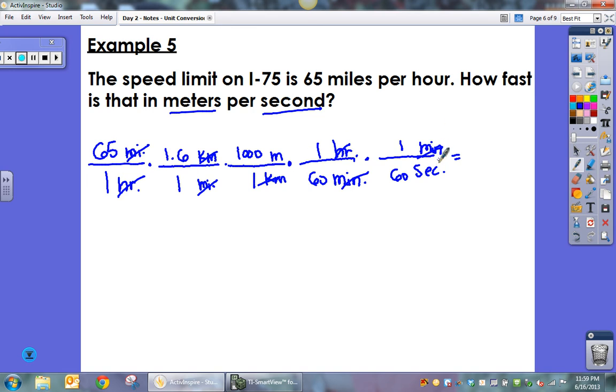When I multiply numerators together, I get 104,000 meters over 3,600 seconds. Now I'm going to reduce. Once I reduce, this becomes 28.9 meters per second.